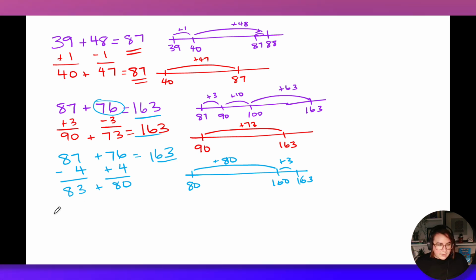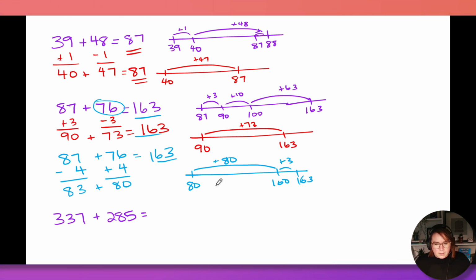Okay, let's try this last one. 337, this one's going to be the most complex, plus 285. If I were to try a get to a friendly number strategy, let's just try it. 285 is where I kind of go because it's close to 300. I know that I need 15 more to get to 300. But then what's 337 minus 15? That's kind of a messy number. I feel like I'm going to get kind of stuck. I'm not really sure.